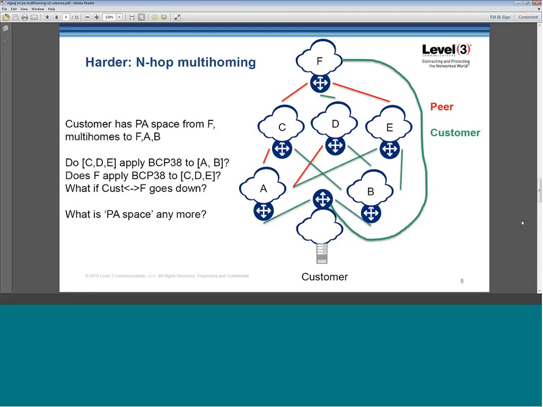And the different relationships, peer versus customer, can be different here. Who applies BCP 38? Does F apply it to some people and not to others? Do you apply it to customers and not peers? What if the customer link to F goes down? Jen said something about this as well, and that was a late addition to my slides. I hadn't thought through that very much. But if the customer source selects based on the only person who's going to take their sources directly is gone, what do you do? So this, to me, says, well, what is PA space anymore? You've just kind of poked so many holes in a wall that now it's a fence, right? So that's the kind of problem we're looking at. If you go to the next slide, please.